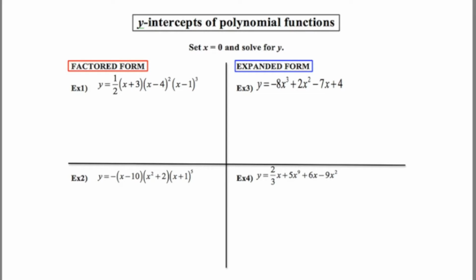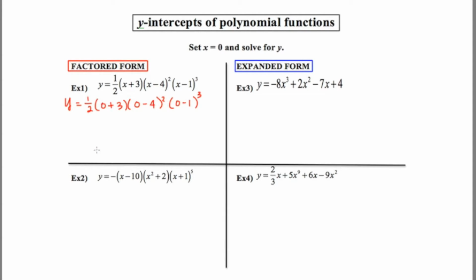Again, the process is very simple. I'm going to replace every occurrence of x with 0 and then evaluate the result for my y-intercept. So let's start with example 1. In example 1, I give you a polynomial function that's been factored with a coefficient of 1/2 out in front. I'm going to start by replacing each occurrence of x with 0.